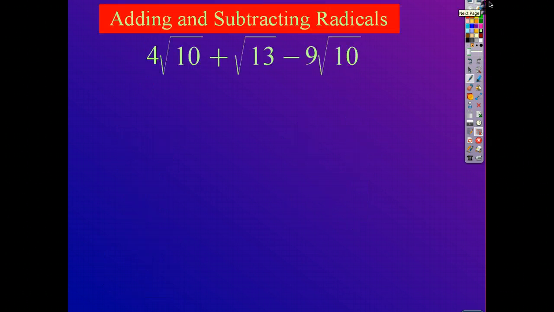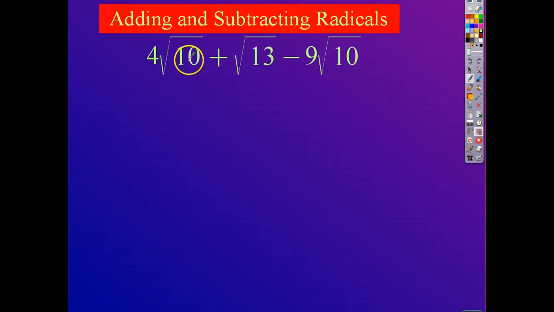Sometimes you have to add and subtract radicals, okay? Well, first let's see if we can simplify anything here. Radical 10, no perfect squares. Radical 13, that's prime, it's done. Radical 10, that also no perfect squares. Now, I do notice that I have this radical 10 and this radical 10. And this is where you can simplify them, okay, when you add them.